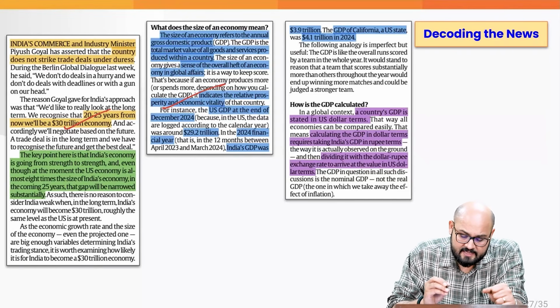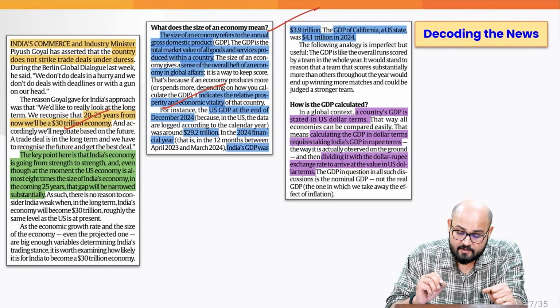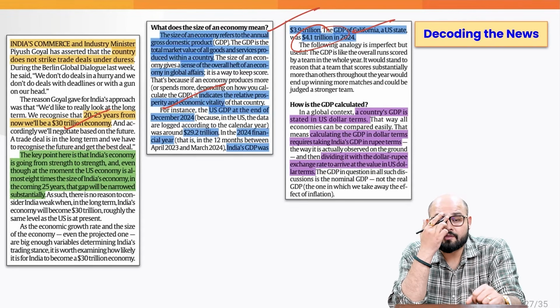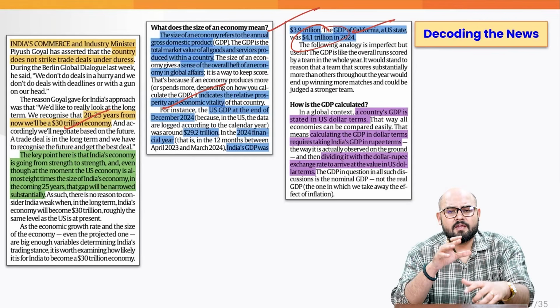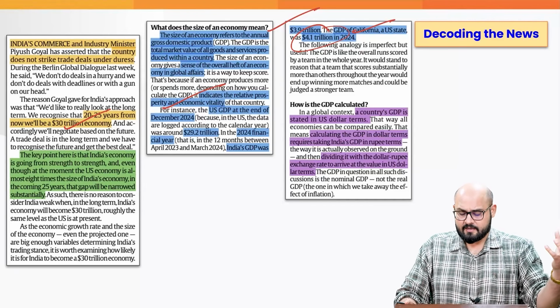For instance, the US GDP at the end of December 24 was around $29 trillion. In the 2024 financial year, India's GDP was $3.9 trillion. The GDP of California, a US state, was $4.1 trillion in 2024, higher than that of India, primarily because it houses a lot of technological, very big tech firms, right? For example, Google and others.